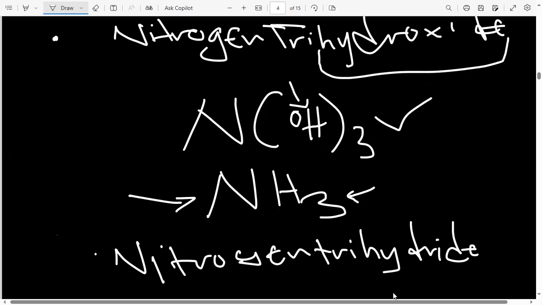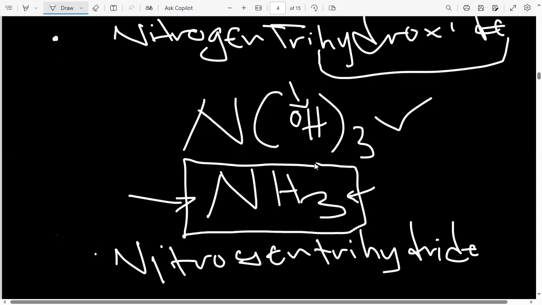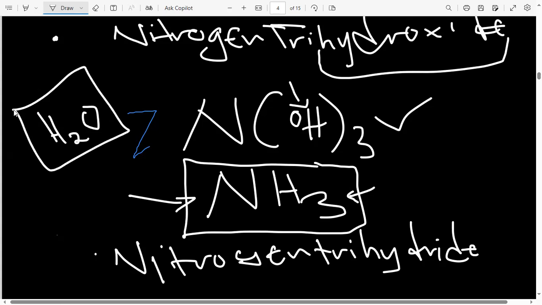It depends on the question. If they tell you to name this compound using the systematic method, the name that you should give is nitrogen trihydride. Never say ammonia, because ammonia is just a common name that we got used to, same as H2O. If they ask you for the systematic name, never say water, because that is not water but the nitrogen oxide. You're following the system.